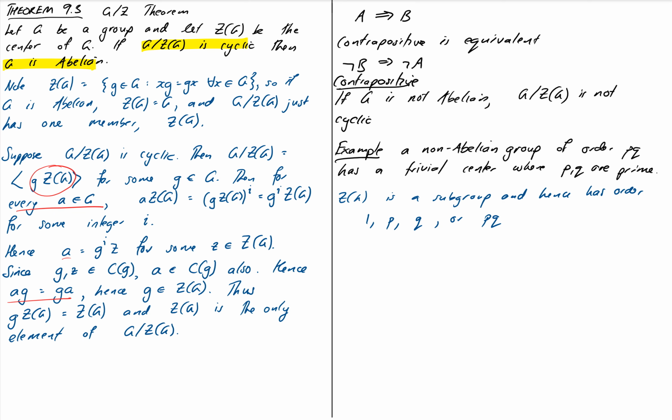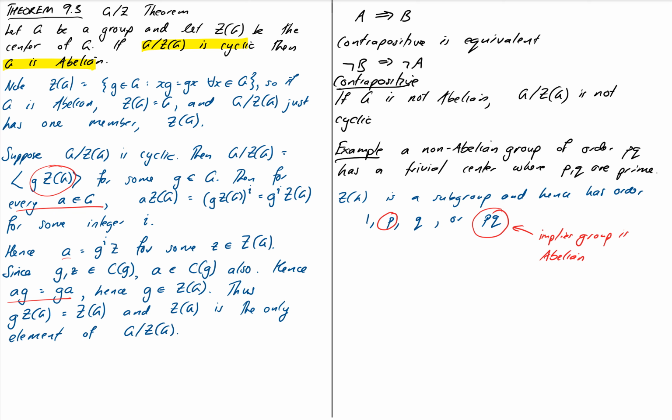If the center is of order PQ, then that means the center is the whole group, and the group must therefore be abelian because centers are abelian. So this one implies the group is abelian.